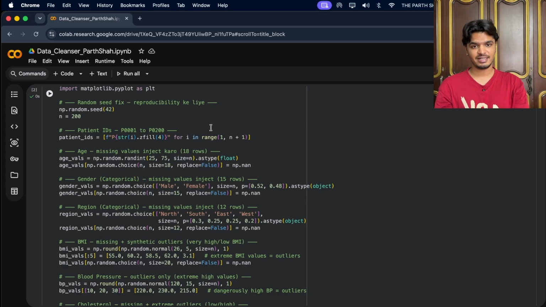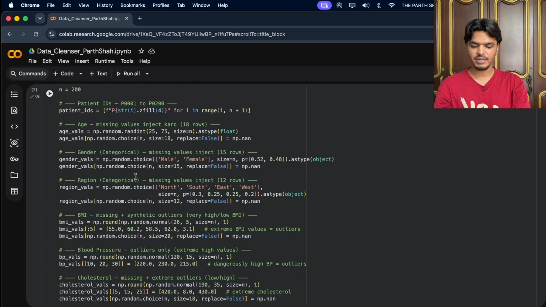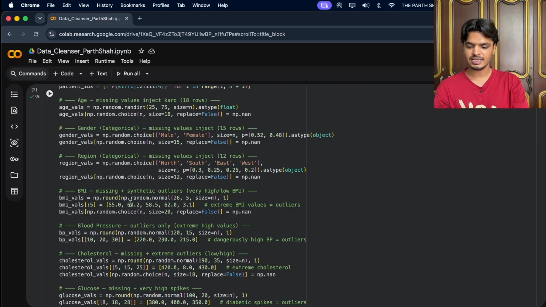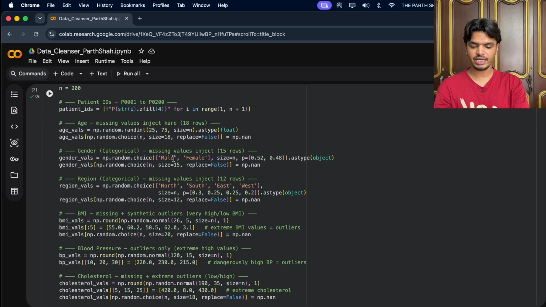The dataset has 9 columns. For columns like age, BMI, cholesterol and glucose, I first generated realistic values using a normal distribution, then manually injected missing values and outliers. For example, BMI values of 55, 62, 58, 62, 3.1, etc. These are impossible values in real life. So these are our synthetic outliers. And 18 random positions in the age column are set to None, which are missing values.